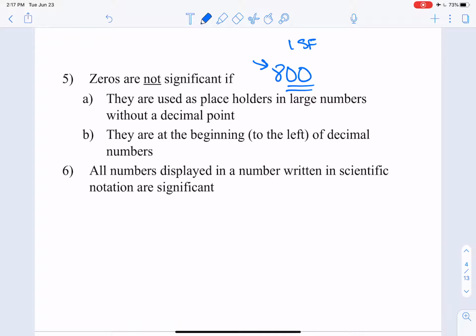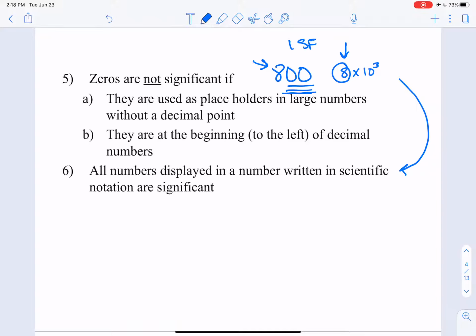You could also write this as 8 times 10 to the third, and that would indicate that you only have one significant digit because rule number 6 says all numbers displayed in a number written in scientific notation are significant. And that should say all the numbers in the coefficient just to make it more clear. Okay, so we're using the zeros as placeholders for this large number here.